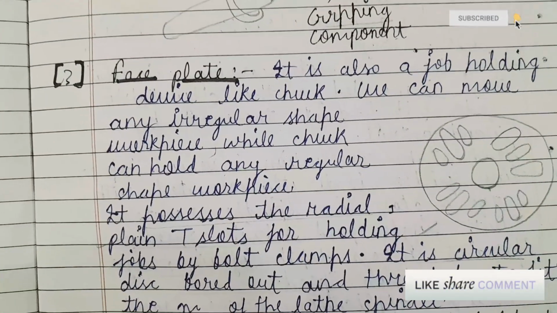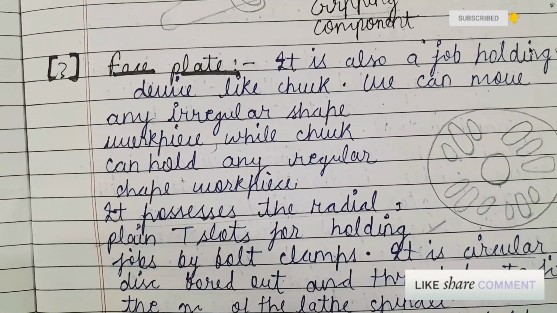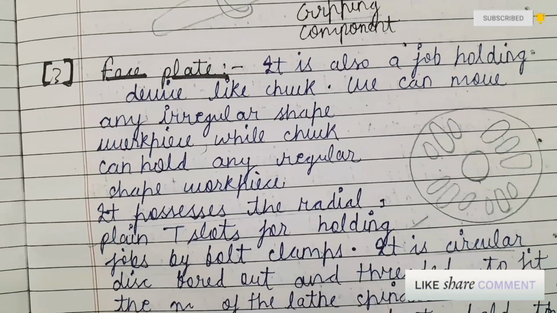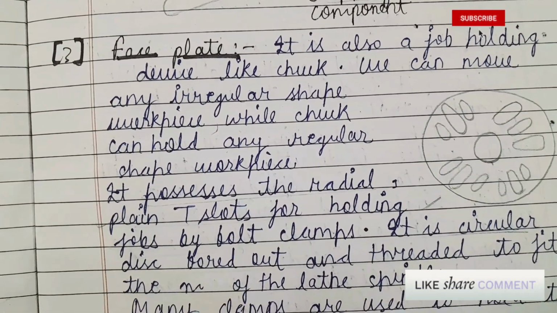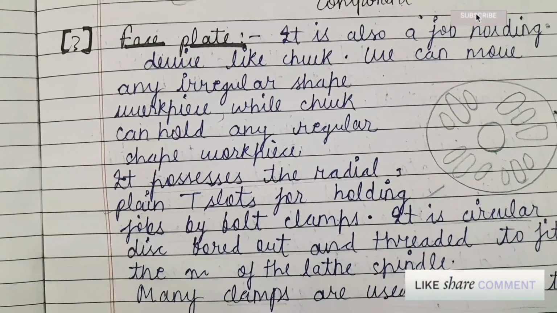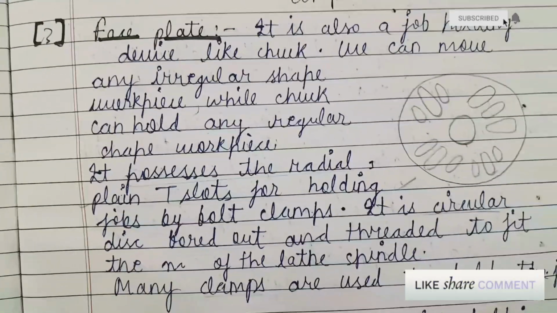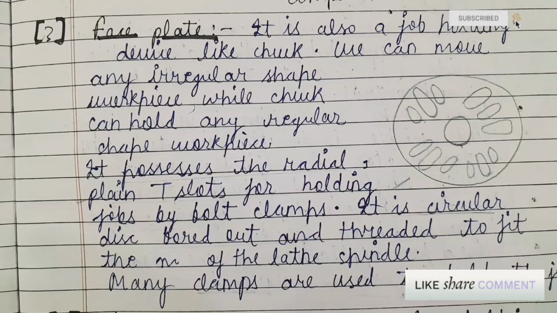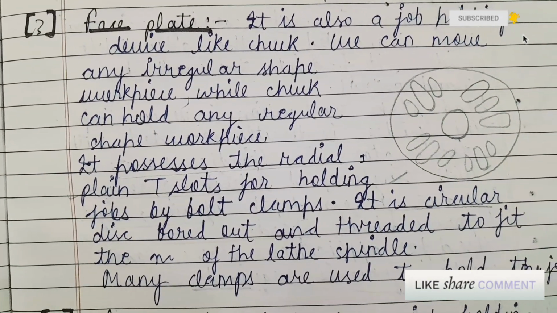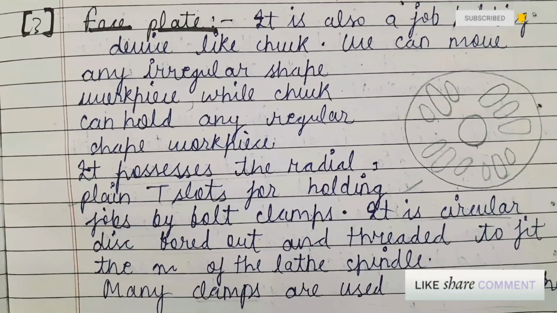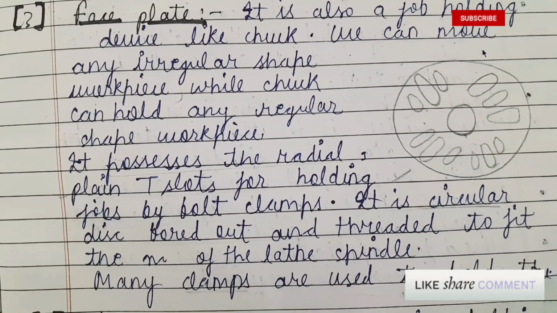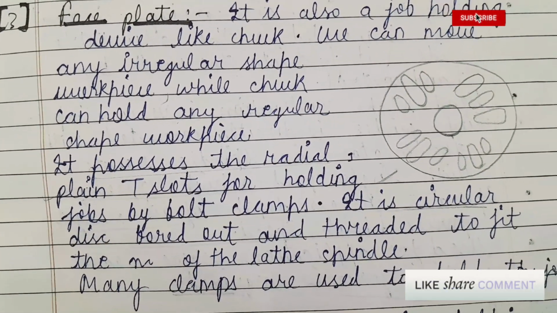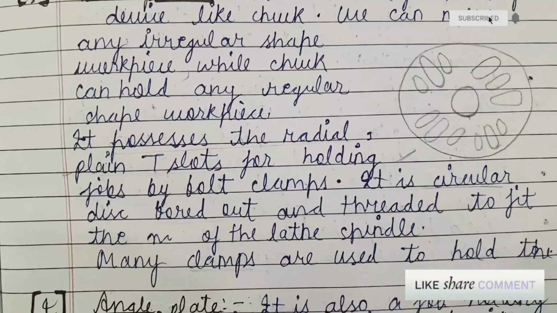Face plate. It is also a job holding device like the chuck. We can hold any irregular shaped workpiece, unlike the chuck. It can also hold any regular shaped workpiece. It possesses radial plane T-slots for holding jobs by bolt clamps. It is a circular disc bored out and threaded to fit the lathe spindle. Many clamps are used to hold the job.